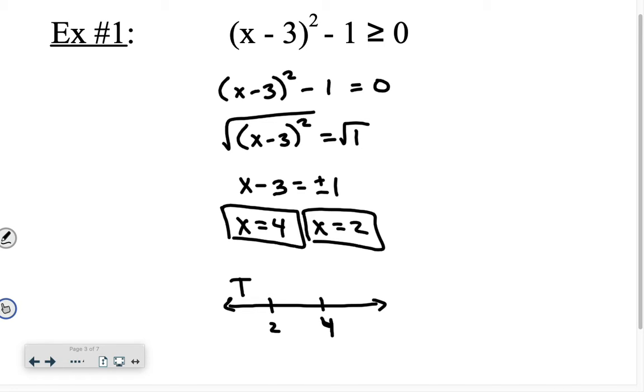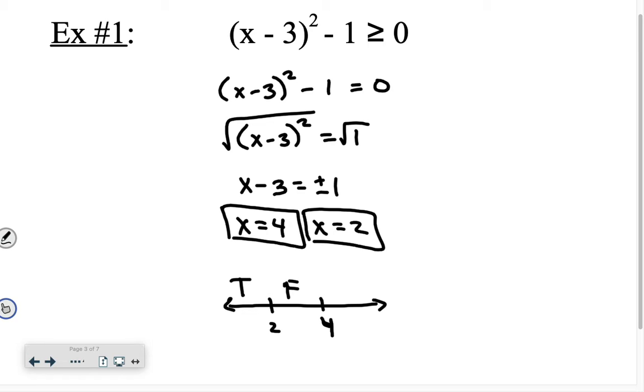Then we test out the middle portion. If I pick 3 and plug it in, we get 0 squared is 0, minus 1 is negative 1. Negative 1 is not greater than or equal to 0. Therefore, that gives you a false statement and therefore is not going to be part of your final answer.